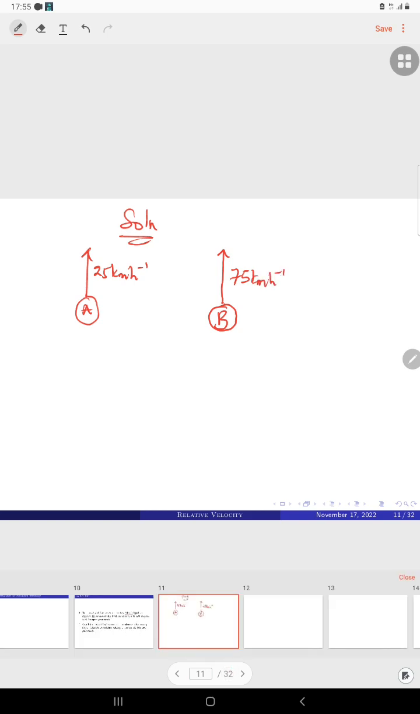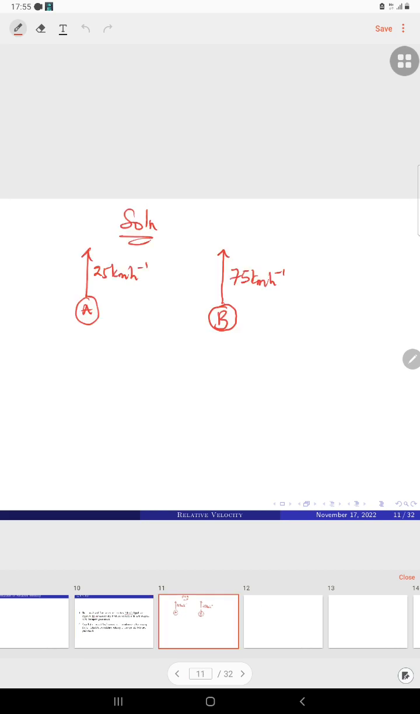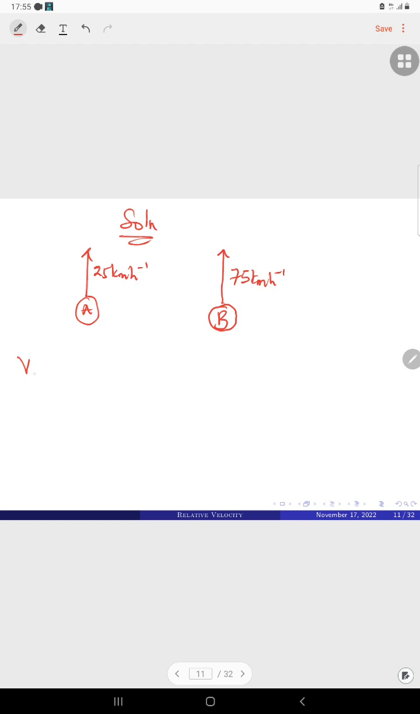Right, and we are asked to find the velocity of B with respect to A. How do we write it? We want the velocity of B with respect to A. This is how we write it. According to the formula, it is given by VB minus VA. You could see these are parallel vectors. They are moving northward, so we assign positive to it. So this becomes VB minus VA.